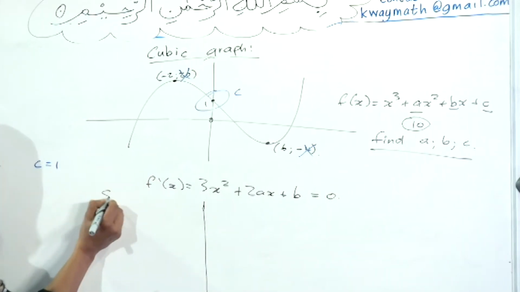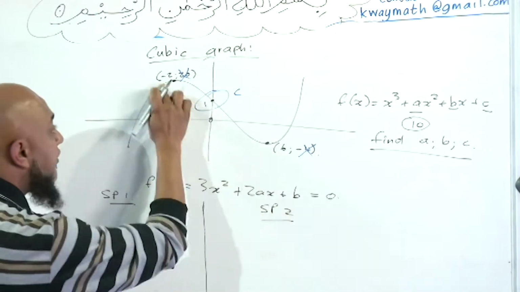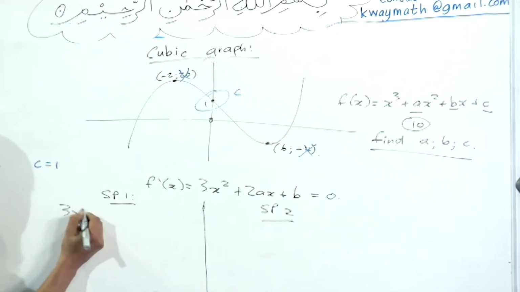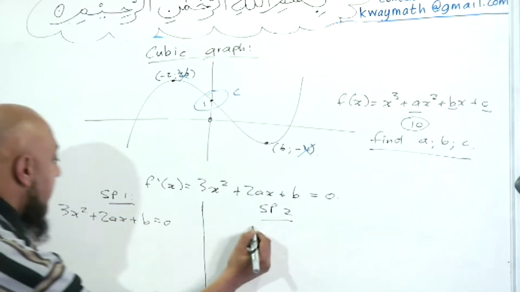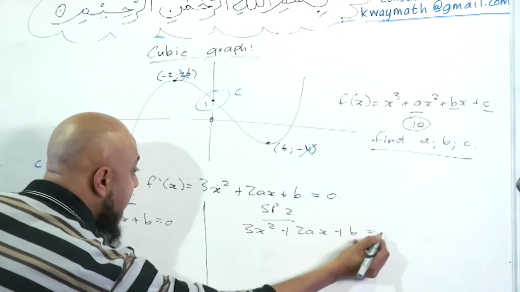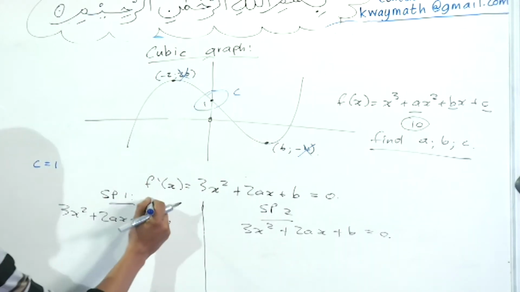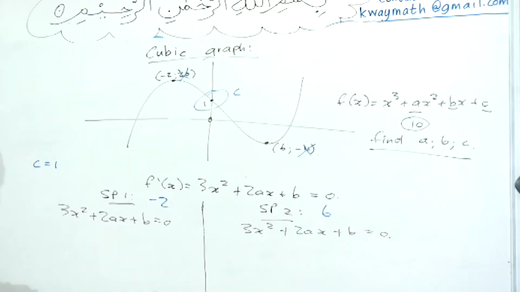So now you can say sp1, sp2, because you got two stationary points. Now we've got 3x squared plus 2ax plus b is equal to 0, for both. We've got two turning points. We got sp1 where your x value is negative 2, and sp2 where your x value is 6. Now we substitute the minus 2 for every x.